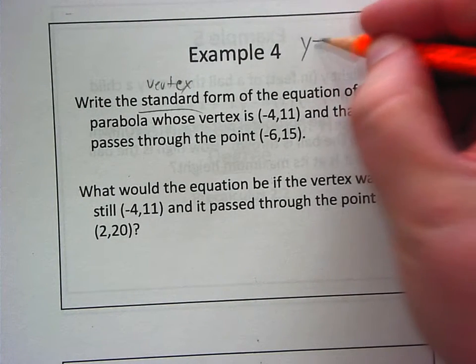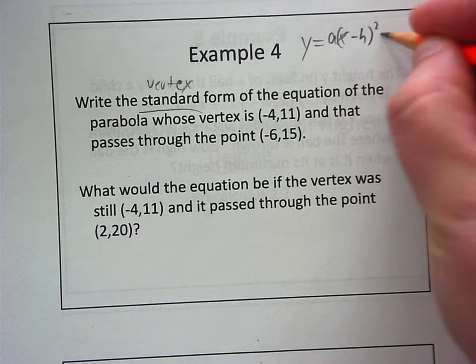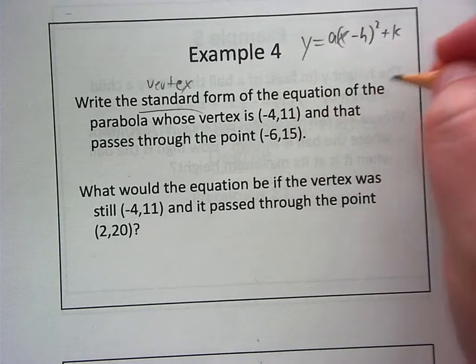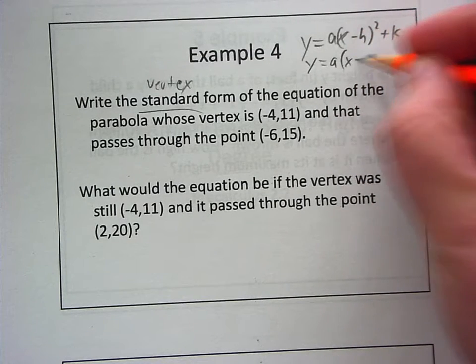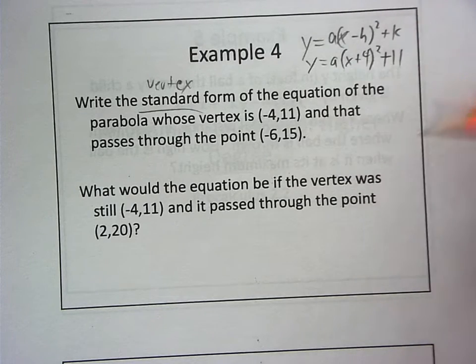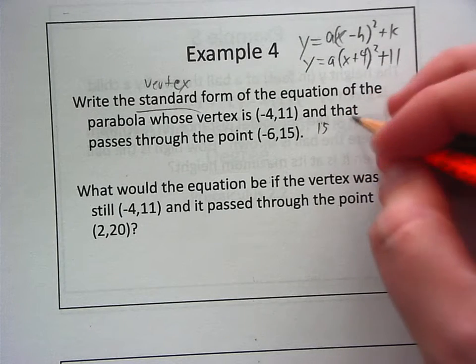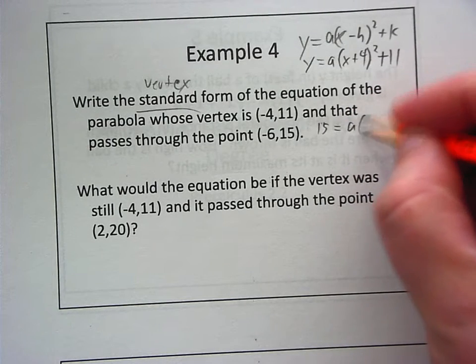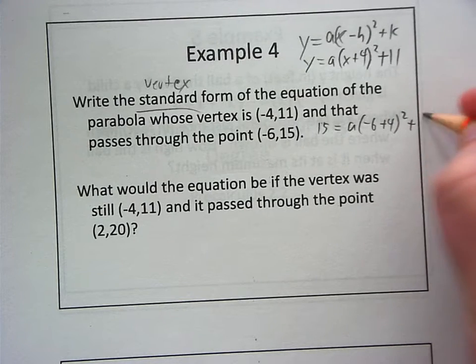Now remember, I'm looking at the vertex form. Yeah, you have an h and k, so plug them in. y equals a times x minus negative 4, which makes plus 4. Oh, and you have an extra y. And you have an x and a y, so plug those in. So I have 15 is equal to a times negative 6 plus 4 squared plus 11.